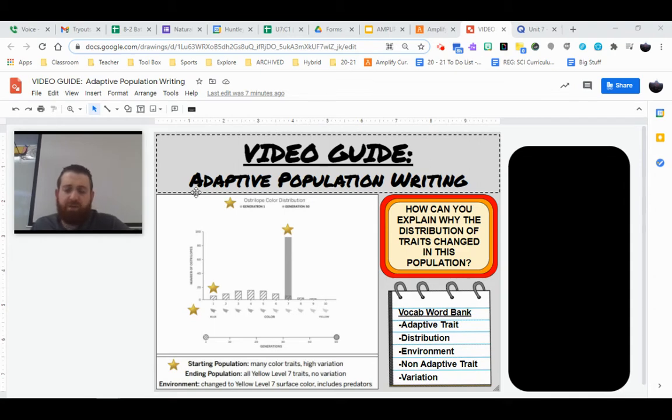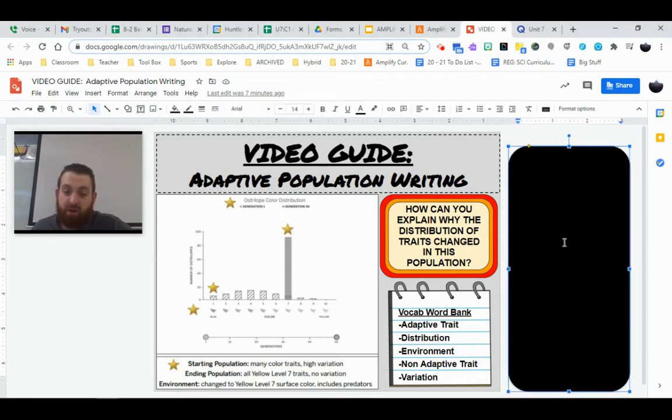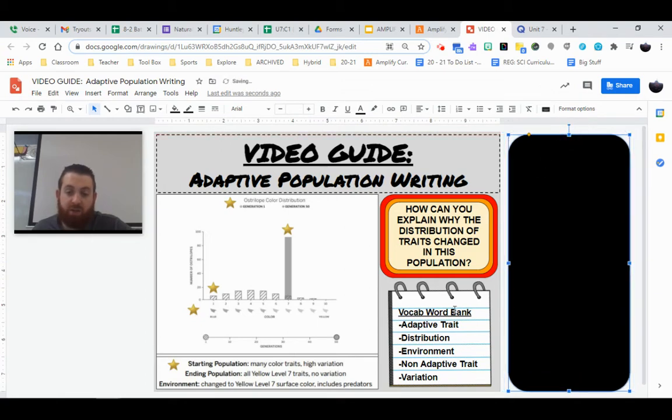In front of you, you'll see a few things. Number one, you'll see our histogram here, which has all of our information that we're going to need to use to answer this big question. How can you explain why the distribution of traits changed in this population? We have our vocabulary words that we're going to be using here. We have adaptive trait, distribution, environment, non-adaptive trait, and variation. And then over here, in a little bit, you're going to see how we can go about answering this question utilizing everything you see in front of you.